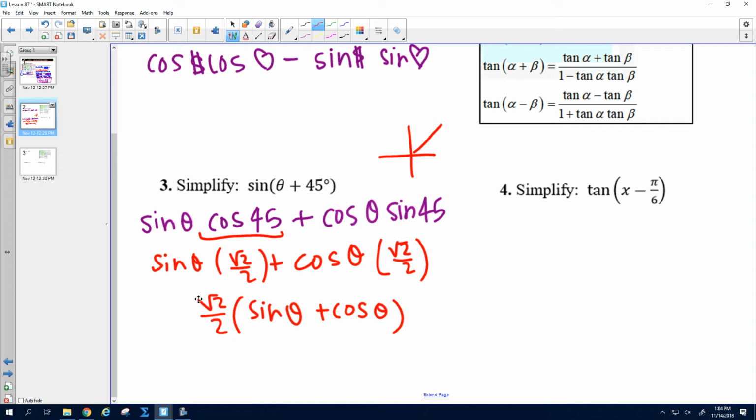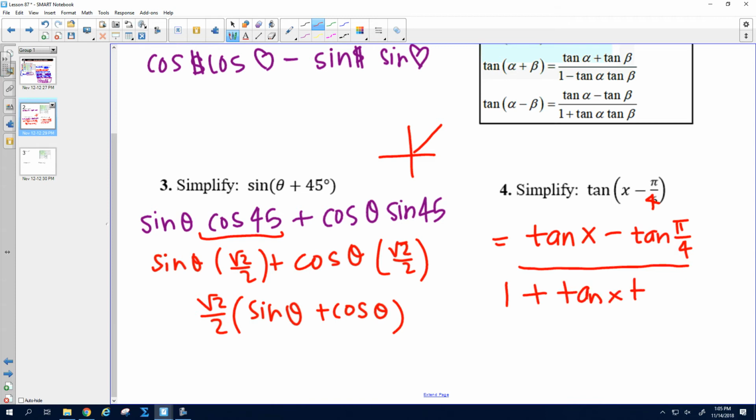All right, now for the tangent. So you guys, we don't have to derive it every time, thank goodness. We can just use the formula, which you might just want to memorize. So when you look at the formula, I have tangent x minus, we're going to change this to pi over 4. Everyone just do that now. Okay. So the formula says that it's going to be tangent x minus tangent pi over 4, all over 1 plus tangent x tangent pi over 4.